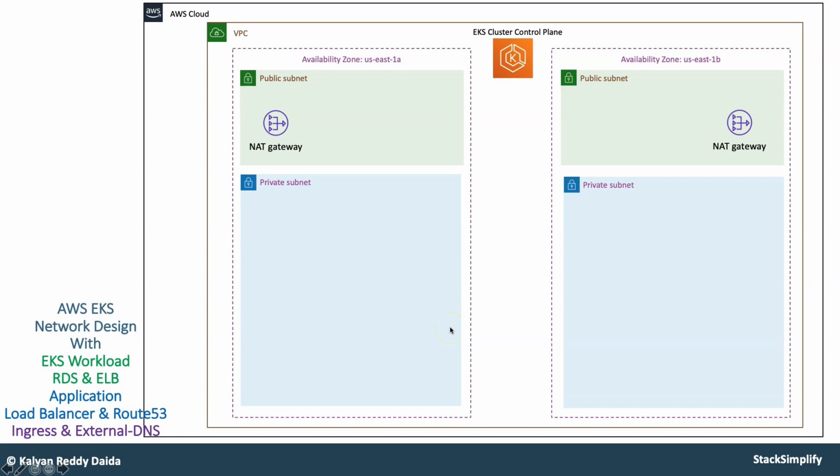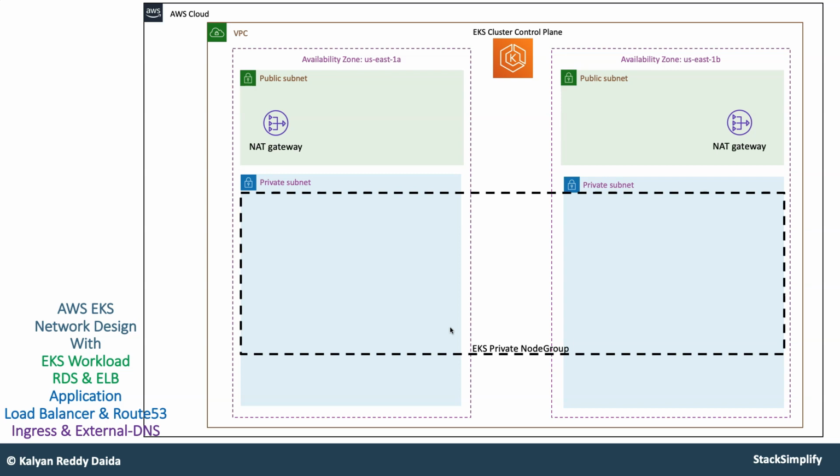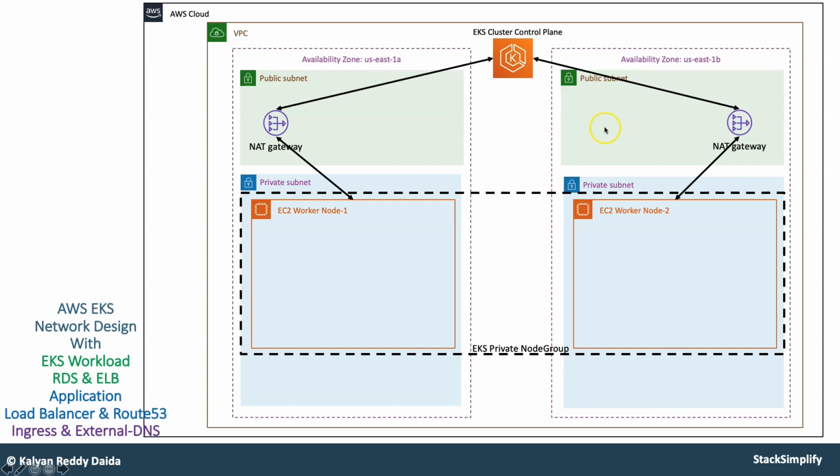Once we create the cluster control plane, we go ahead and create the EKS private node group. Whenever we create that private node group, it creates the EC2 worker nodes 1 and 2, and these worker nodes have the Kubernetes components, like kubelet, installed automatically, which communicate with the EKS cluster control plane using the NAT gateway. So till here we are good, right?